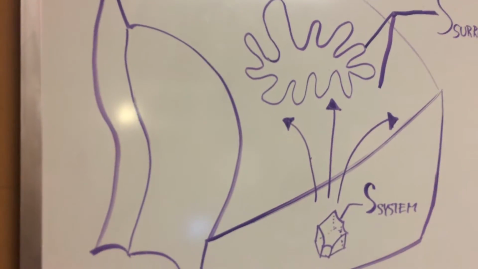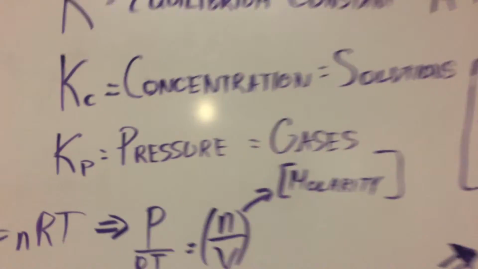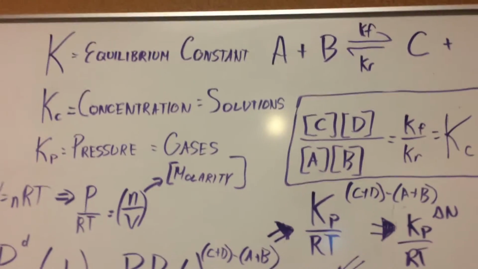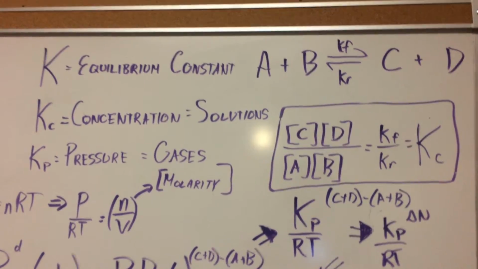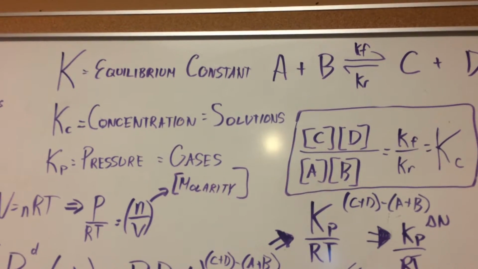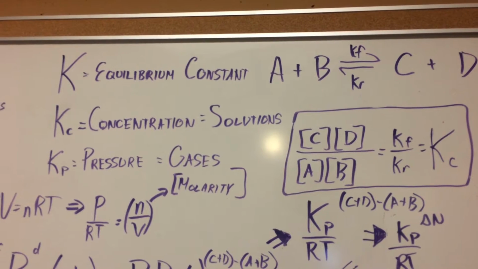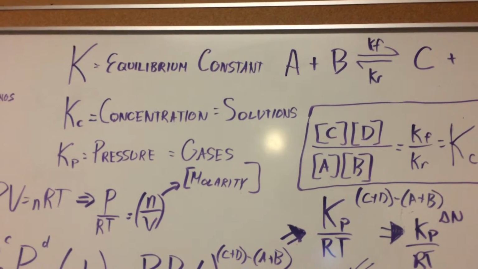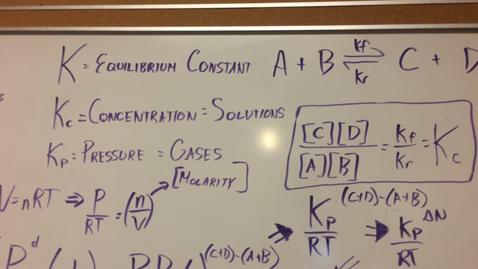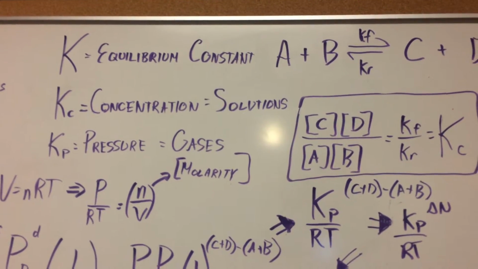Now, the way that energy is released into the surroundings is through equilibrium. And equilibrium can be understood through its constants. Now, K would be the equilibrium constant, and there are two ways that you can identify it. It's through concentration and through pressure. Kc, which is the concentration, is for solutions, while Kp, which is pressure, has to do with gases.